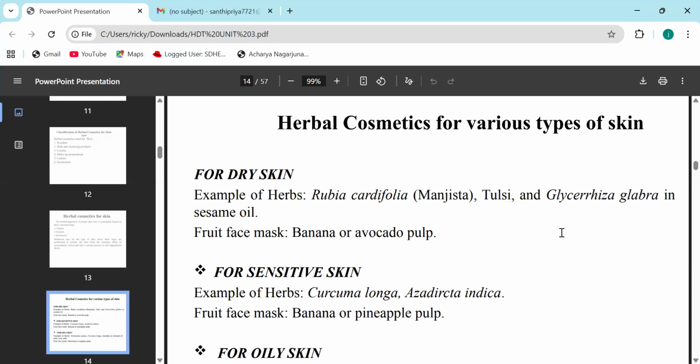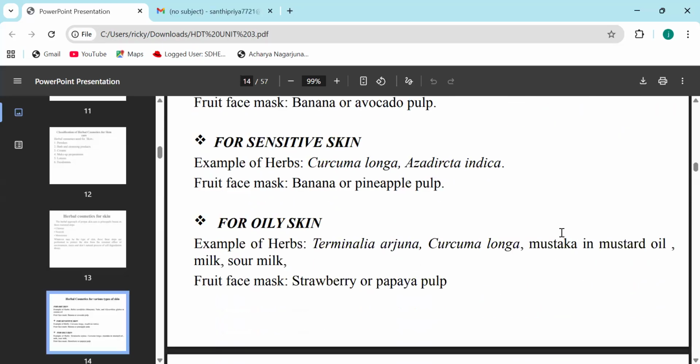First one is for dry skin. Examples of herbs: Rubia cordifolia, so manjishta, and next one is tulasi and Glycyrrhiza glabra in sesame oil. Next, a face mask of banana or avocado pulp. For sensitive skin, examples of herbs: Curcuma longa, Centella asiatica, and a fruit face mask of banana or pineapple pulp. And next one is for oily skin, examples of herbs: Terminalia arjuna, Curcuma longa, mustard and mustard oil, and milk, sour milk, and a fruit face mask of strawberry or papaya pulp.